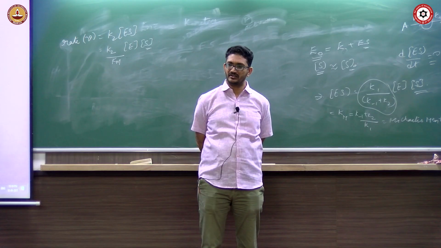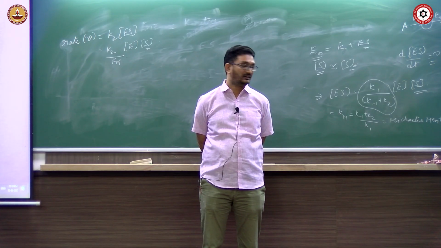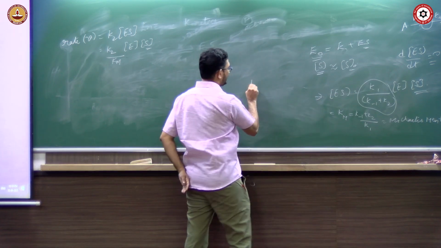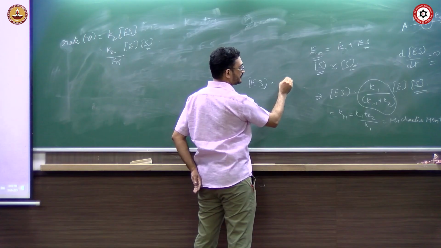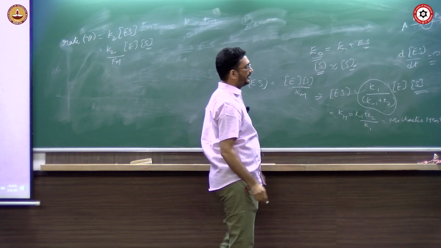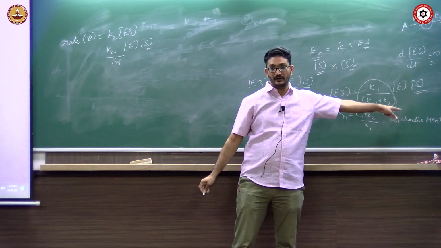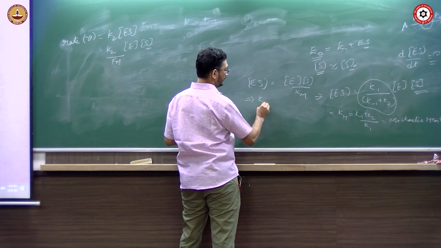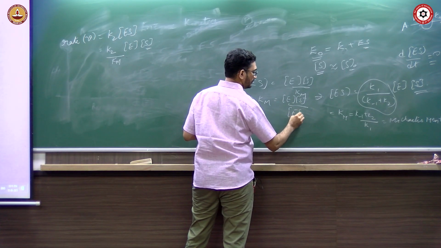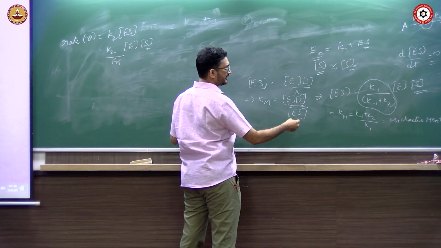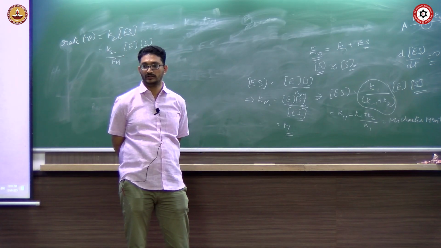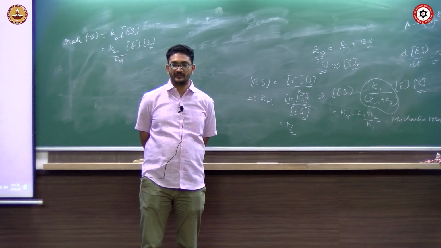The units will depend on concentration. So from this, can you define what the units of Km will be? If I write ES is equal to concentration of E into S by Km, and I define this as Km, so what will be my Km? This is concentration into concentration by concentration. So what will be the units? The units will be molar, which is a concentration unit.